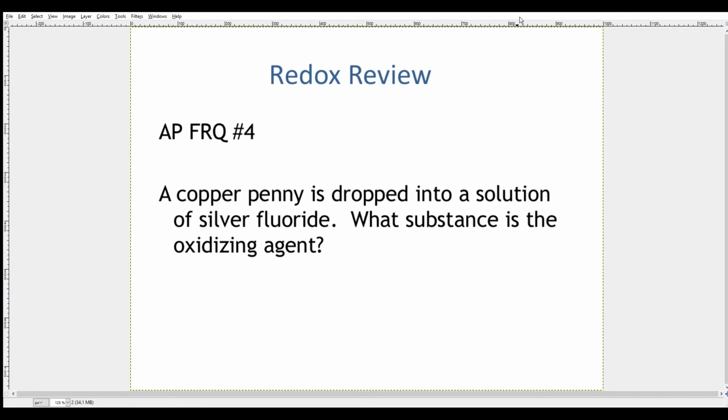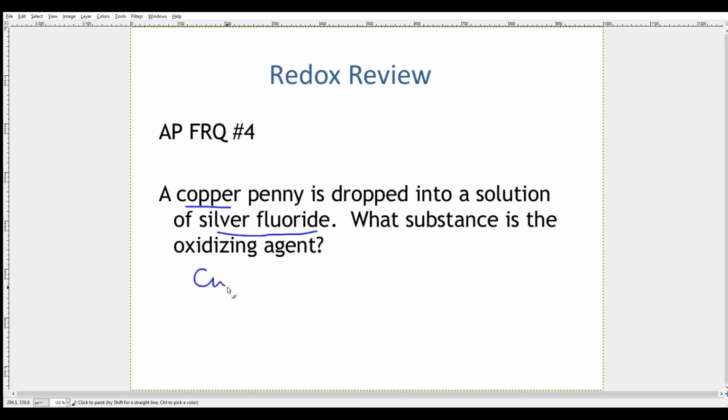This is from a real AP test. Why don't you see if you can answer this without my help? So go ahead and pause, try it out. Welcome back if you actually paused. If you didn't, shame on you. Pause. Do it. Okay, so we have a copper penny reacting with silver fluoride.